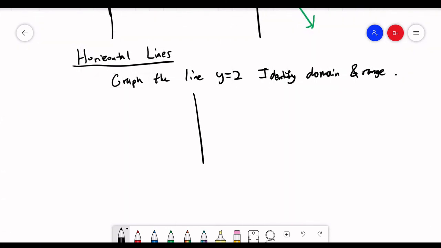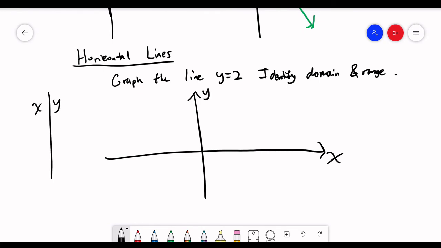The line y equals 2 is a pretty boring function. Basically, y is always 2, meaning it doesn't matter what x I put in, it's always going to spit out 2. If I put in x is 0, guess what? 2 comes out for y. If I put in 1, 2 comes out. If I put in negative 1, 2 comes out. It doesn't matter what I put in for x, I always get 2.